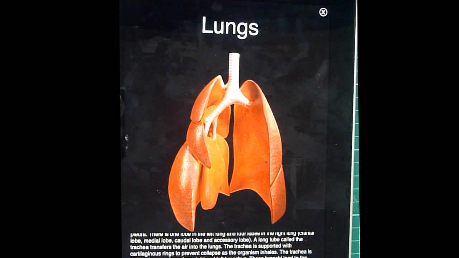The trachea is divided into 2 branches, right and left bronchus. These bronchi lead to the lungs where they branch further into bronchioles. These bronchioles end in thin-walled air sacs called the alveoli, where air exchange occurs.